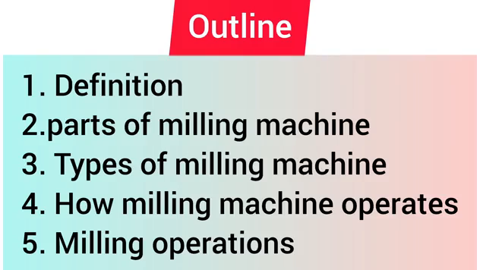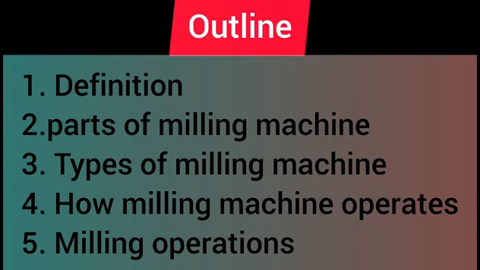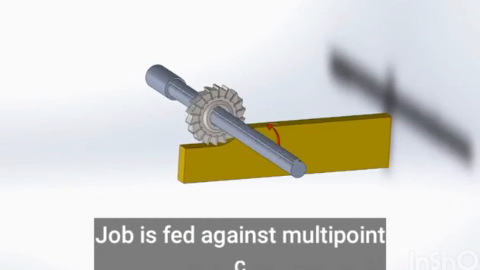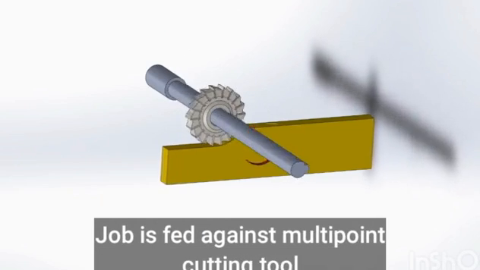In the next few minutes, we'll embark on a journey to understand the world of milling machines. We'll start by understanding what a milling machine is, explore its key components, dive into the various types available, uncover the inner workings of how a milling machine operates, and finally, we'll take a closer look at the wide array of milling operations it can perform. By the end of this tutorial, you'll have a solid grasp of milling machines and their versatile capabilities.